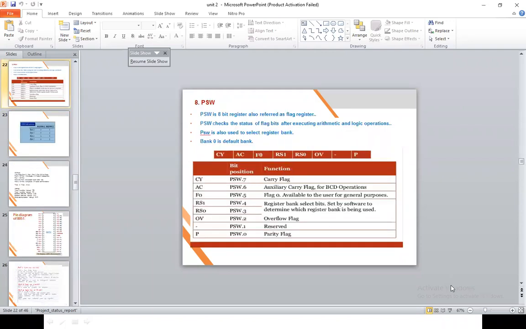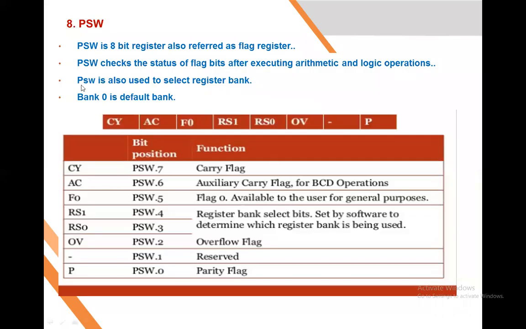See, this is the program status word we have discussed here. In that program status word, this is the carry flag, auxiliary carry flag, then F0 flag available, RS1 and RS0. See the numbers: 0, 1, 2, 3 and 4. So 3 and 4 are there.